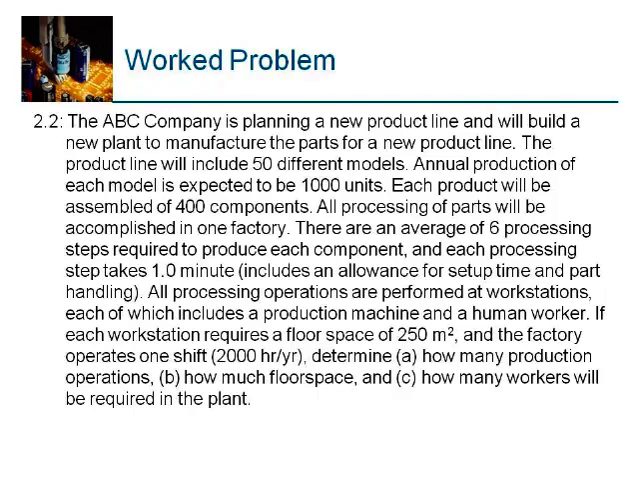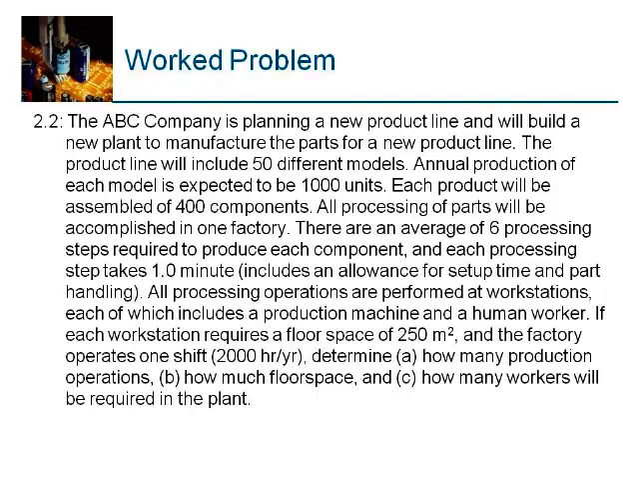Here the ABC company is planning a new product line and will build a new plant to manufacture the parts for a new product line. The product line will include 50 different models. Annual production of each model is expected to be 1000 units. Each product will be assembled of 400 components. All processing of parts will be accomplished in one factory.